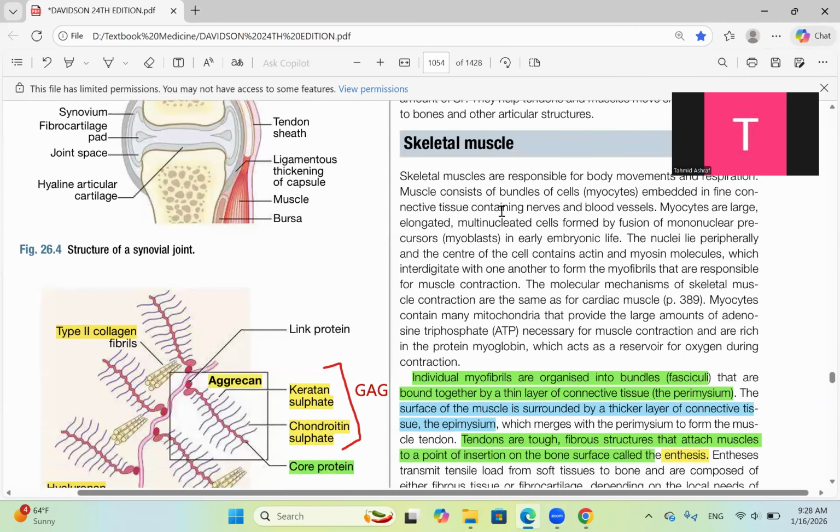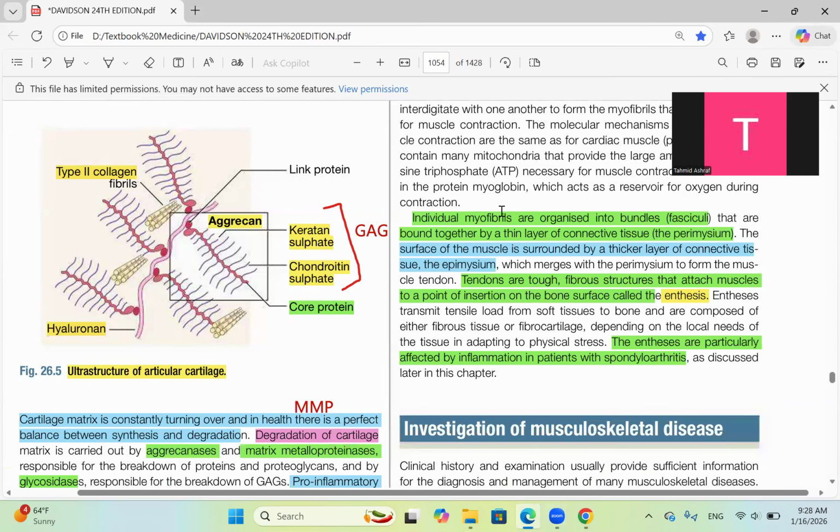The next topic is about the skeletal muscle and its composition. Let's read the text first, and then I will show you the image. Skeletal muscles are mainly composed of muscle fibers, which are called myofibrils. Individual myofibrils are organized into bundles called fasciculi. When fibers get together and form a bundle-like structure, that bundle is called a fasciculus. There are lots of fasciculi side by side.